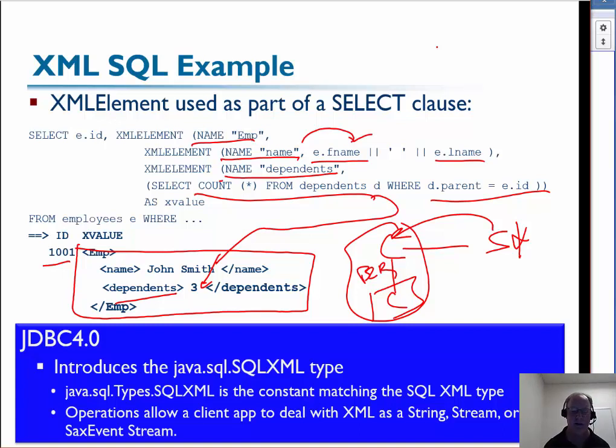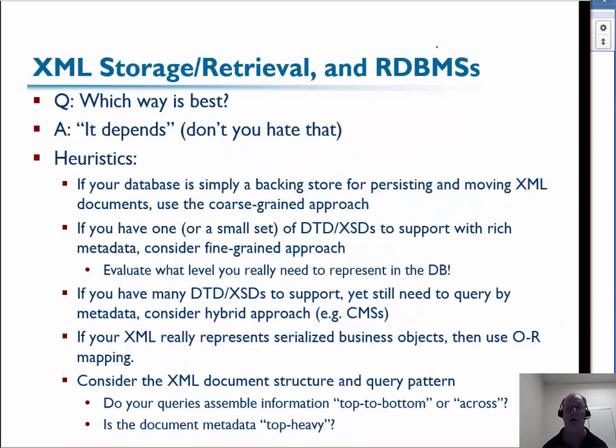JDBC4 introduces things like a SQL XML type. That corresponds to the SQL standard that it asks for. And again, it will allow a client app to deal with XML in whatever way you want: as a string, a stream, or a SAX event stream, where the SAX parser would actually serialize the event stream for you. This is an advanced JDBC feature, and we're not going to do it in here, just mentioning it as you came up with SQL standards, something like a low-level plumbing standard like JDBC would follow right along.